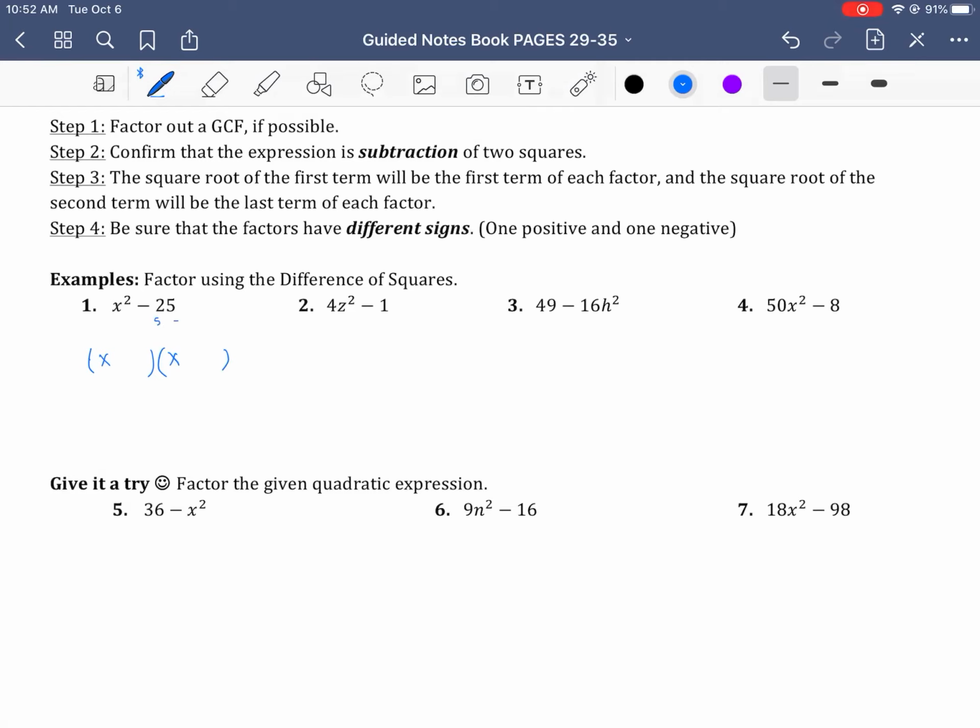25 breaks down to a 5 and a negative 5. So we're going to put 5 in here, and negative 5, and we use that idea of the square roots, and it's already factored.